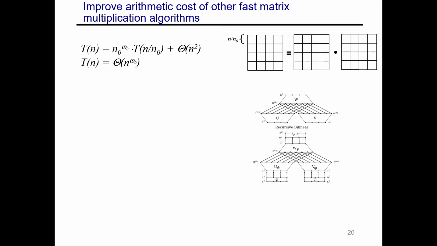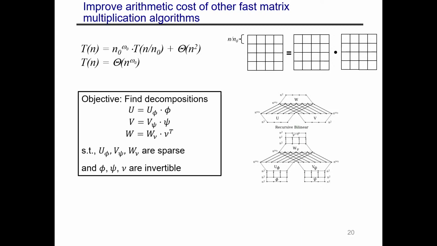So now the next step was to look into all the zoo of algorithms for feasible size matrices, and do this decomposition. So for each algorithm, decompose the UVW matrices to obtain faster algorithms in practice.